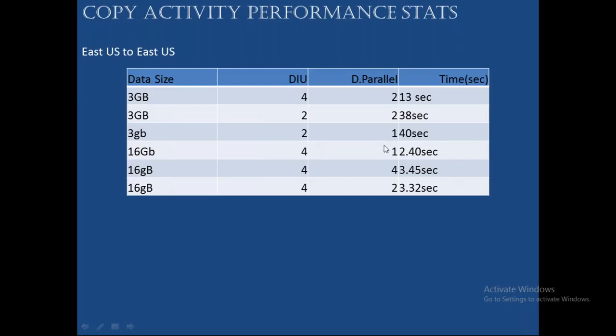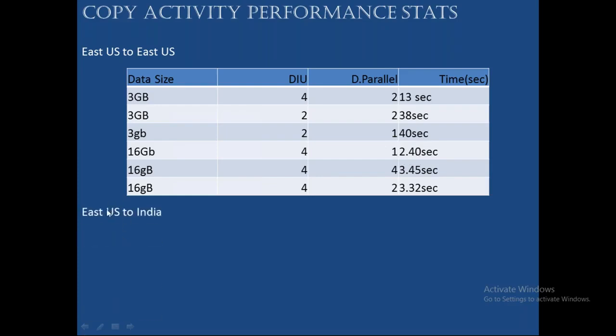For example, when you use DIUs 4 and degree of parallelism 1, you are seeing 2.40, very little time. But when you are using more DIUs and the maximum degree of parallelism, you see here 3.45. It is taking more time. Okay, but this is not going to be the same always. If you run again and again, you will see that variance, meaning when you use more degree of parallelism, the time will reduce.